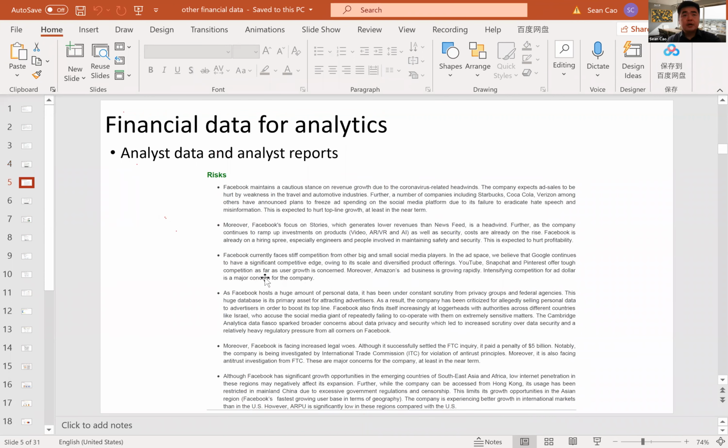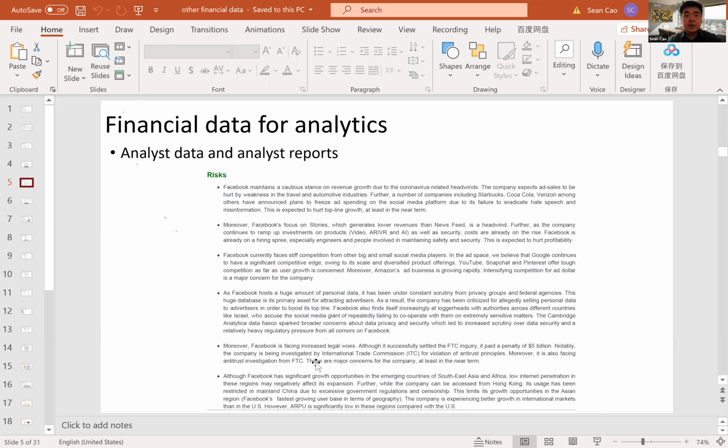They also talk about the risk. They say it maintains a cautious stance on revenue growth. They said the revenue growth might not be sustainable in the future, but sometimes it sounds like cheap talk, right? No one's revenue can be sustainable in the future, right? This is true for everyone. Does that make sense? What I'm saying is the opinion here is too general. I don't think any firm's revenue growth can be sustainable in the future. And they talk about the focus on the stores, lower revenue. They talk about the competition. They talk about the personal data.